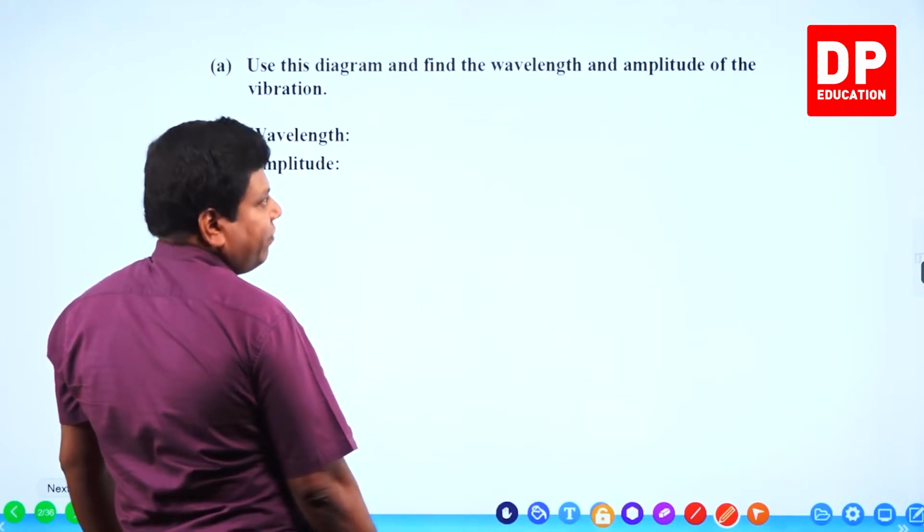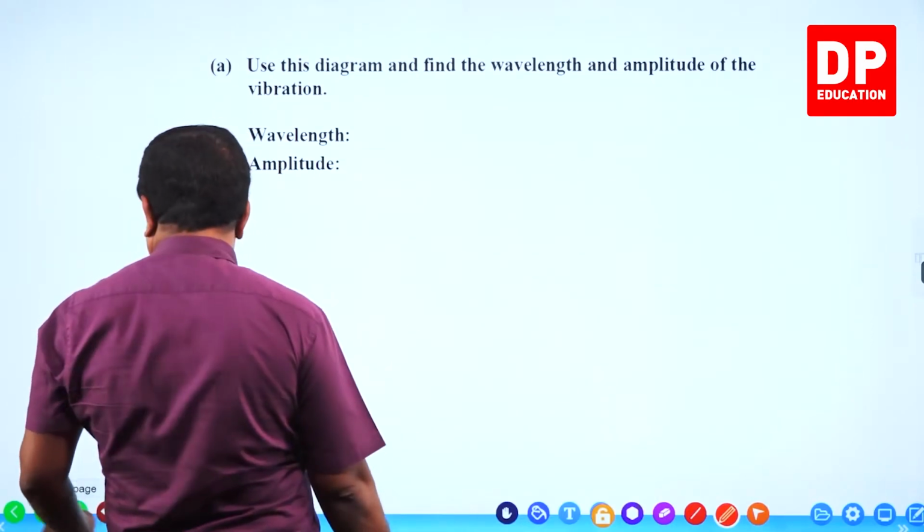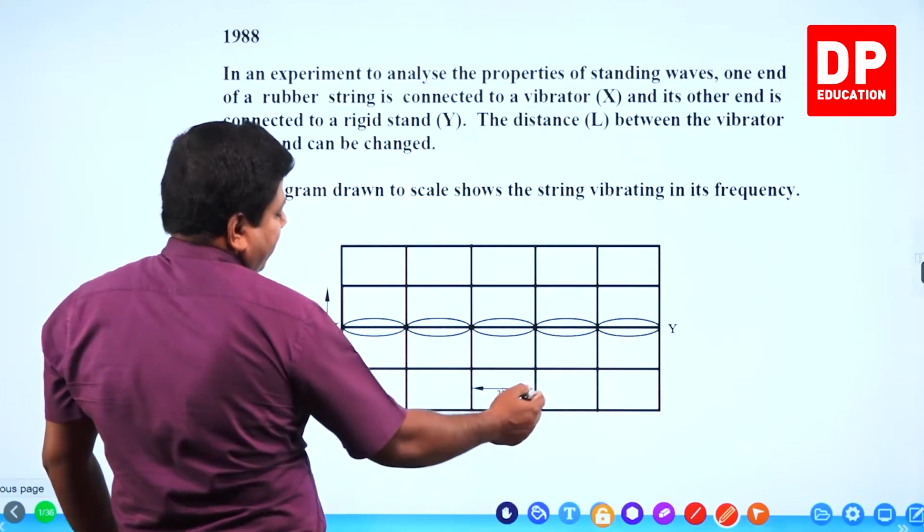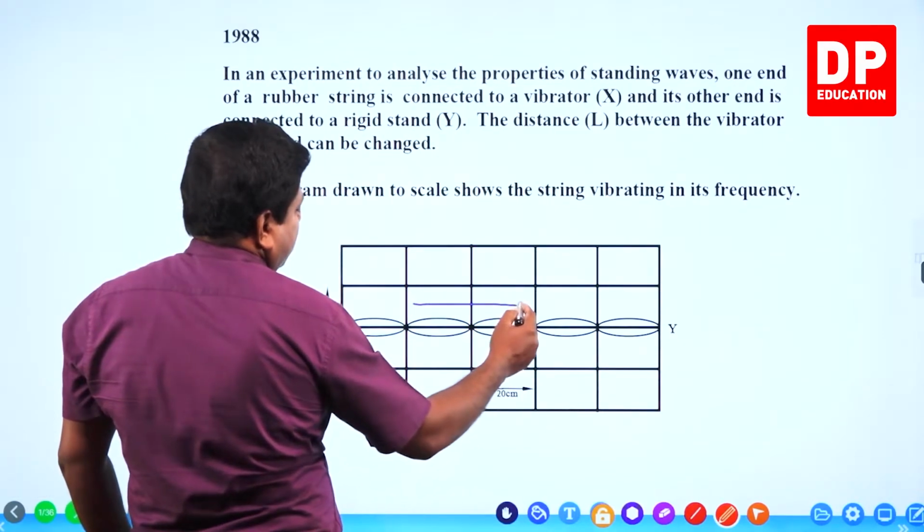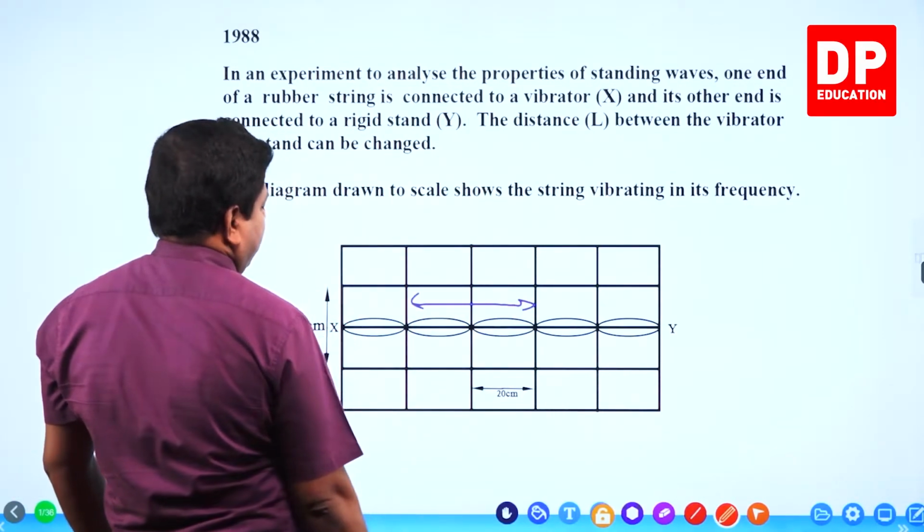Using this diagram, find the wavelength and amplitude of the vibration. See, that's the very first one they ask. Wavelength has to be 40 centimeters, right? Wavelength means this much. 40 centimeters.